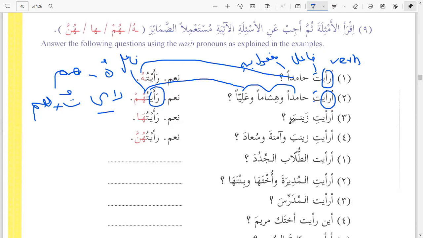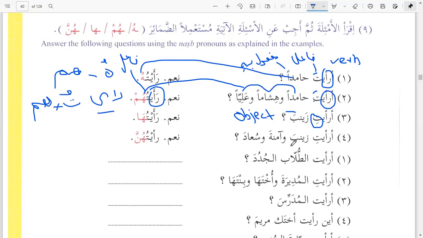Ra'aiti Zainaba. Ti is the subject here. Zainaba is the object, maf'ul bihi. Zainab is the object here. Naam ra'aytuha. Yes, I saw her. Ra'aytuha, I saw her. Ha is a pronoun and it is mansub here. It is maf'ul bihi.